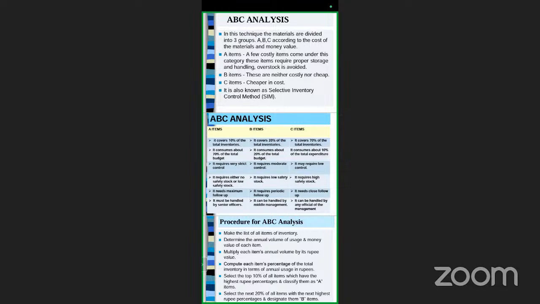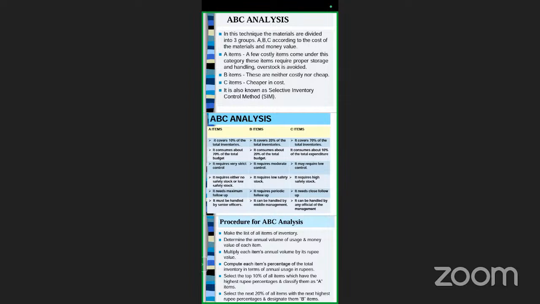Even though it is 70,000, this 70,000 constitutes the 10% of the inventory. 10% of 100 products is 10 products. Maybe those 10 products cost 70,000. That means very high costly items. Of course, those kinds of items require strict control, and require either no safety stock or low safety stock. Safety stock means some extra stock, which you cannot keep for those items, because they need maximum follow up. They must be handled by senior officers only.